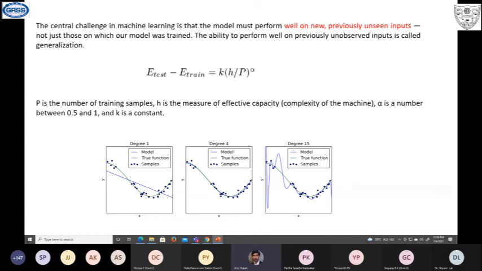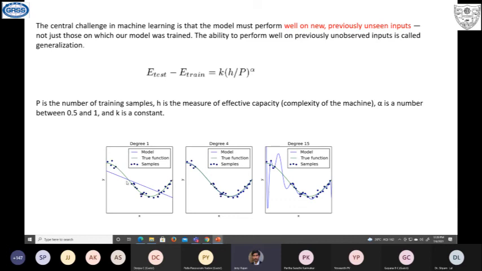Overfitting means your model is learning everything from the training data. Maybe if your data has some kind of noise, your model will learn that noise also. So this is demonstrated with these figures. You just assume that this is what the model has to learn. So we have some samples. This is a true function.